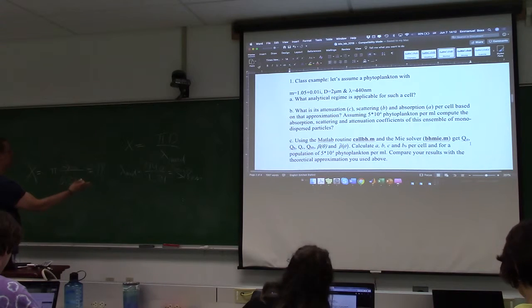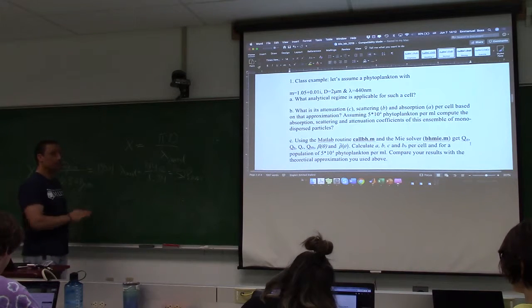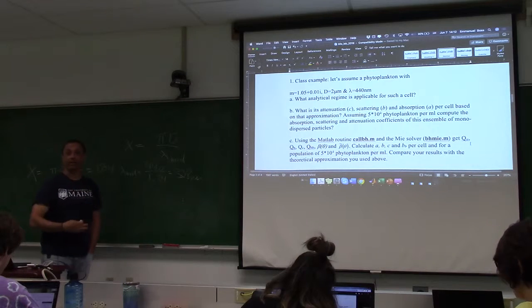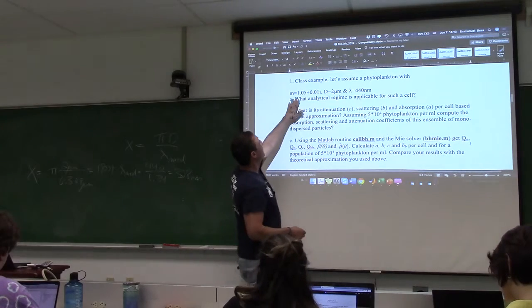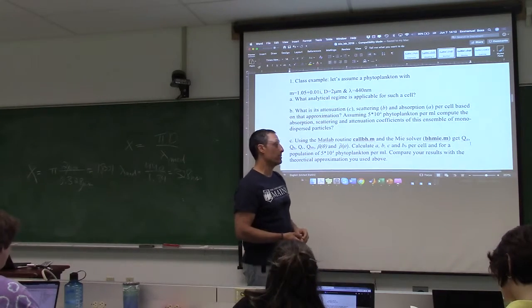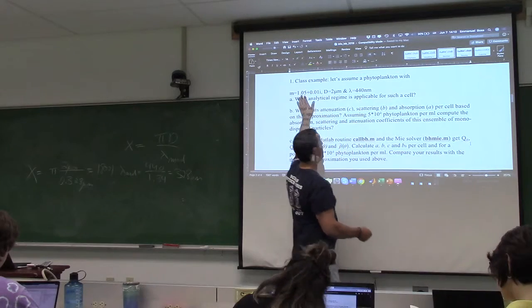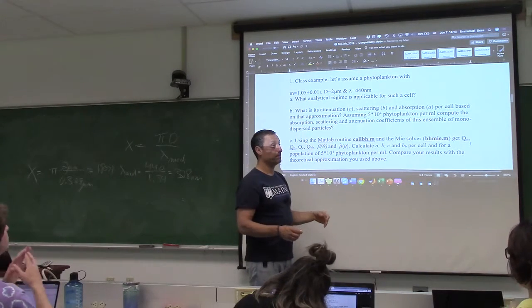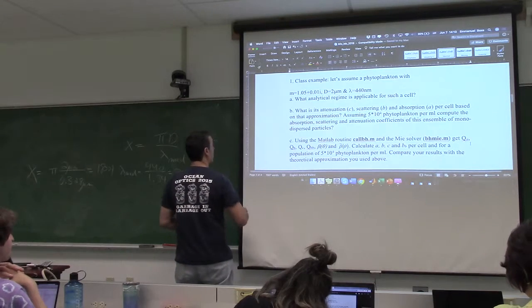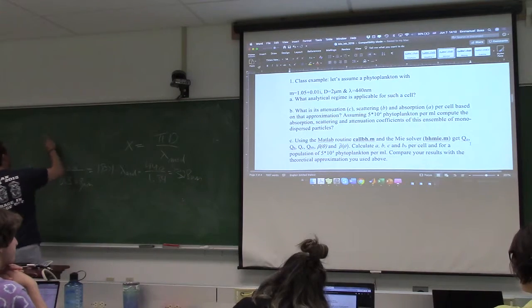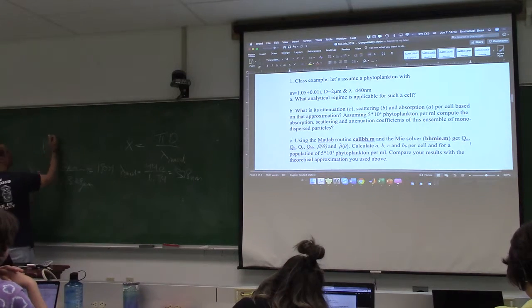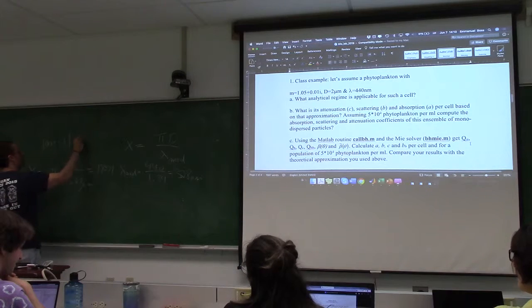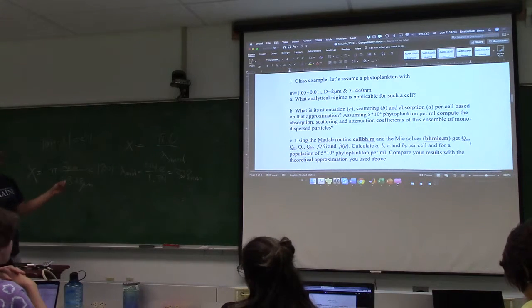Is it significantly bigger than 1? Yeah. So this is significantly bigger than 1. So the Rayleigh regime is not going to give me a good solution for this phytoplankton. Let's look next. The index of refraction, is it close to 1 or far away from 1? It's close to 1. I'm not very different from my medium. So my m is not very big compared to 1, or m minus 1 is significantly smaller than 1. What regime does that?